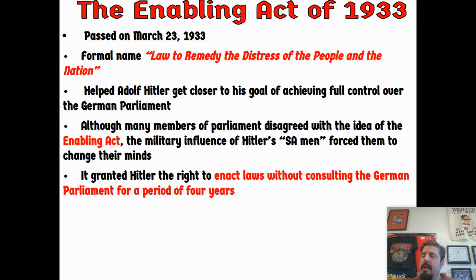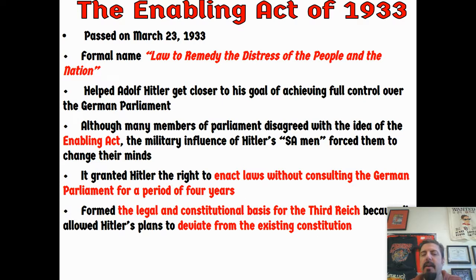It granted Hitler the right to enact laws without consulting German parliament for a period of 4 years. So in other words, the executive had the right to do whatever they wanted for a period of 4 years without legislative approval. The same thing would be if the prime minister and his cabinet in Canada could do whatever they wanted without parliament. And some would argue, well, they already can do that. Well, you might be right to a certain extent with that. In the United States, if the president could just enact executive order, executive order, executive order without consulting the House of Representatives or the U.S. Senate.